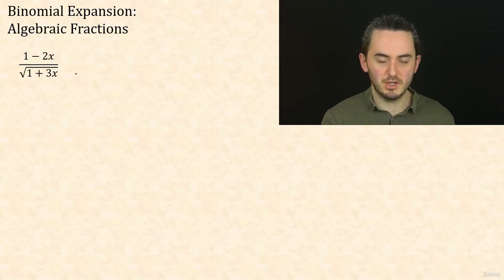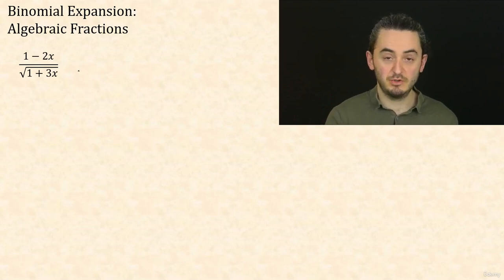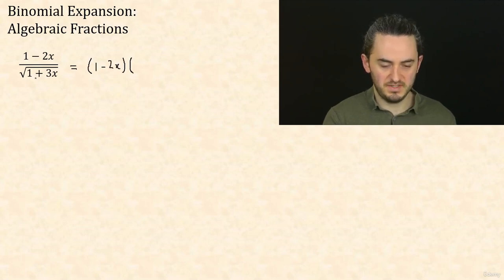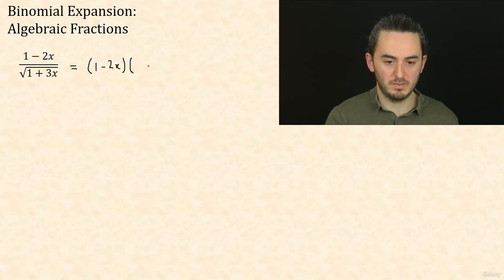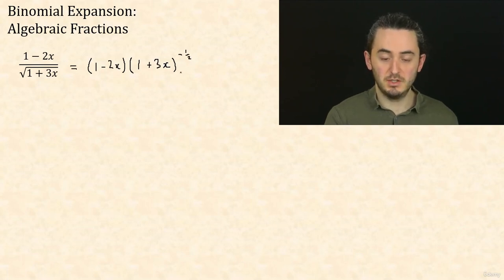So how can we do this? Because so far we've only developed techniques for expanding single brackets raised to a power. Well, our trick is this. I can rewrite this as (1 minus 2x) multiplied by, well, this thing here is 1 over the square root of (1 plus 3x), so that is (1 plus 3x) to the power of minus a half. And then I can use my binomial expansion on this bracket here. And once I've got an expansion, it's not going to be too hard to just multiply it by (1 minus 2x). I didn't specify how many terms to generate here, but let's find the first 3 terms of the expansion.